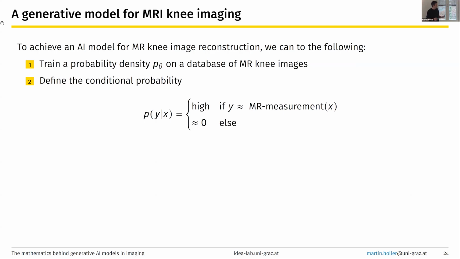Then you define this conditional probability, because also in MR, if you know the image, you can easily explain the measurement because you know how MR imaging works. The difficulty is going from the measurement to the image.